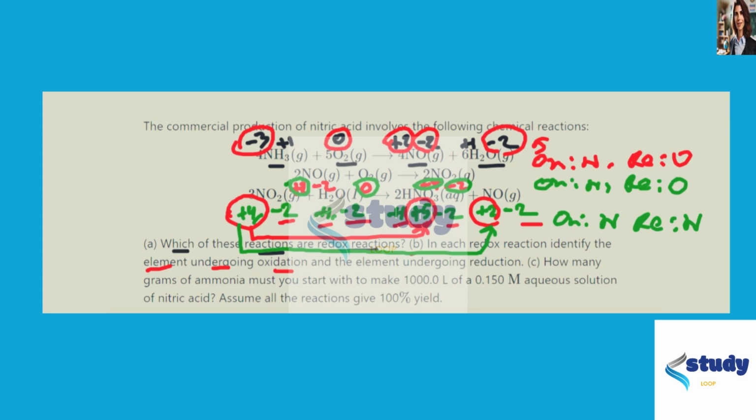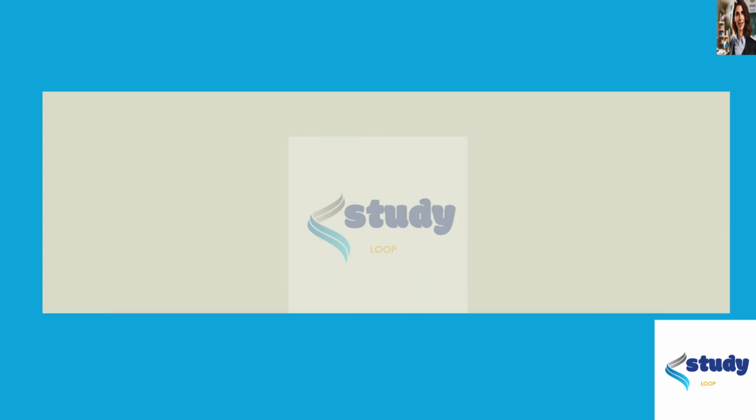Now to answer the question of part C, what we have to do is first find out the number of moles of the nitric acid which you need to prepare from its volume and molarity, and from that number of moles, using this balanced equation, we will find out how many moles of ammonia we need. And from there, we can find out the mass of ammonia which we'll need to prepare that number of mole of nitric acid. So first, we'll find out the number of mole of the nitric acid which we require, and that is simply its volume times the molarity.